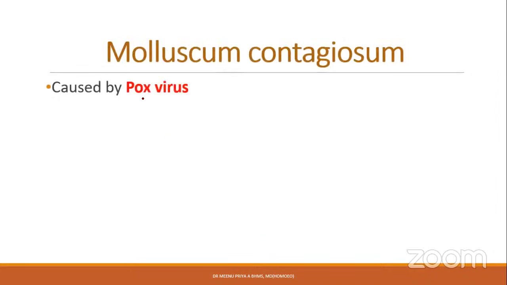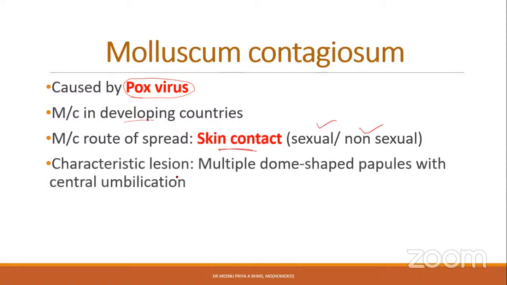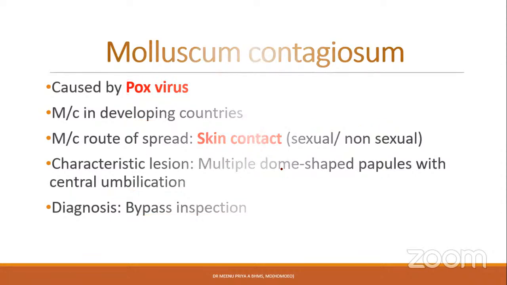And then molluscum contagiosum, again, a pox virus is the causative organism, most common in developing countries, and the most common route of spread is skin contact. It can be sexual or non-sexual. The characteristic lesion is multiple dome-shaped papules with central umbilication, and diagnosis is by inspection. So these are all things you just have to go through. It can be a question.